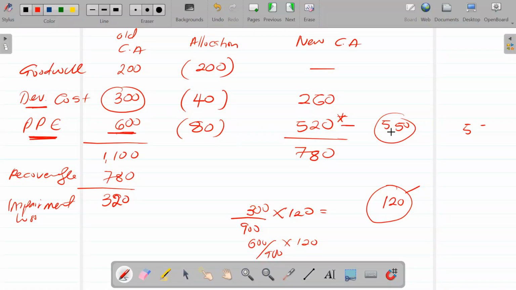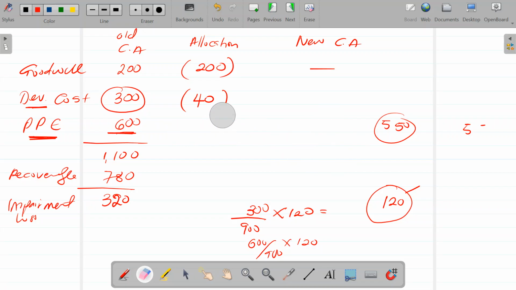So when we are allocating, we have to ensure that we don't allocate impairments that will cause the new PPE carrying amount to go below the 550. Okay, so let's see how we go about it. The goodwill is correct. Now we have 120.